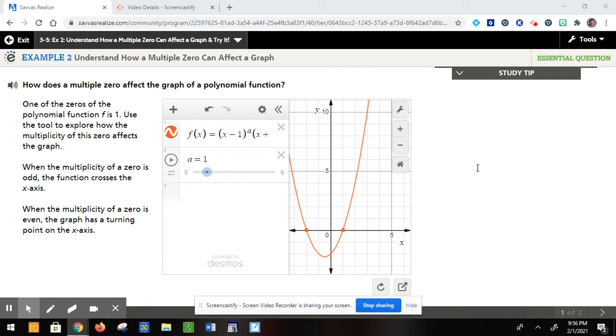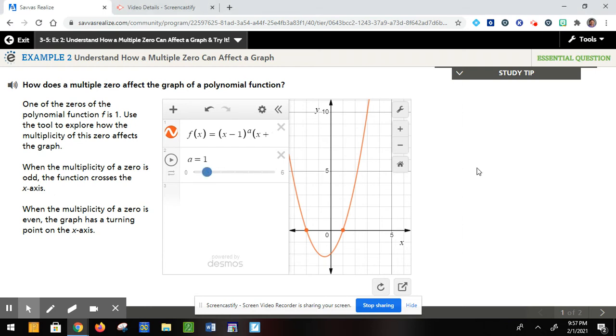So one thing to note here is when the multiplicity of a zero is odd. Multiplicity is how many times a multiple zero occurs. When it's odd, the function crosses through the x-axis. So in this case, when the a value is 1, for the zero of 1, it crosses through. When the multiplicity of a zero is even, the graph has a turning point on the x-axis, meaning it touches at the zero and then turns around.